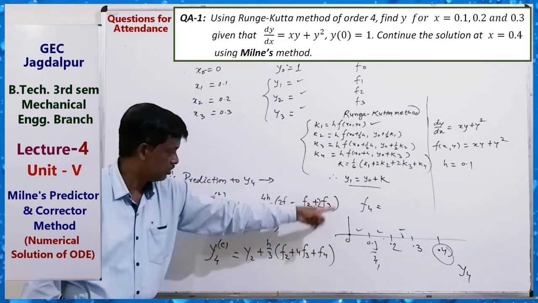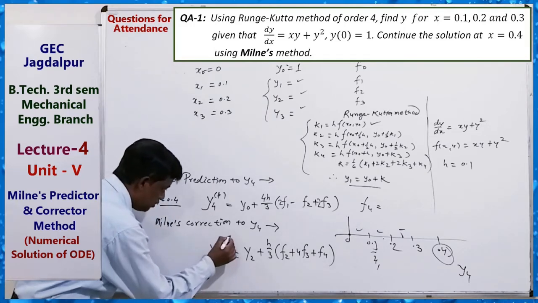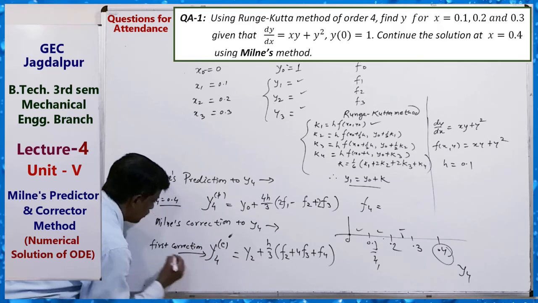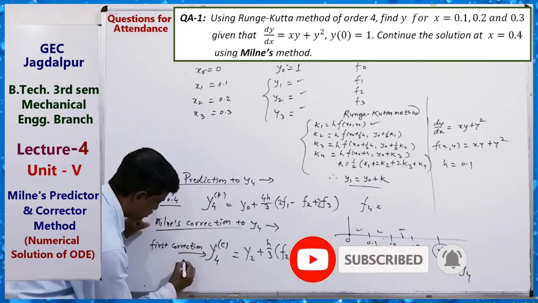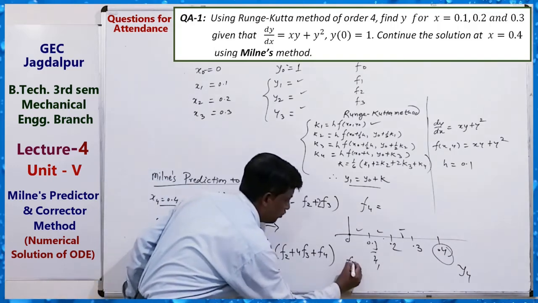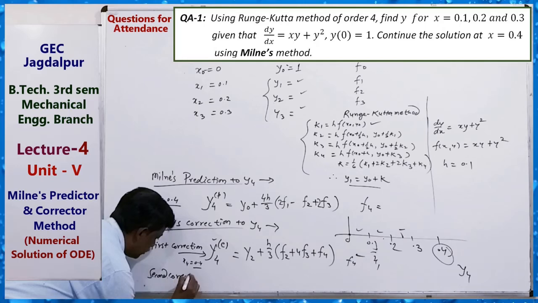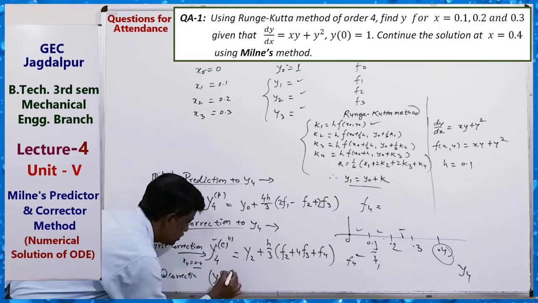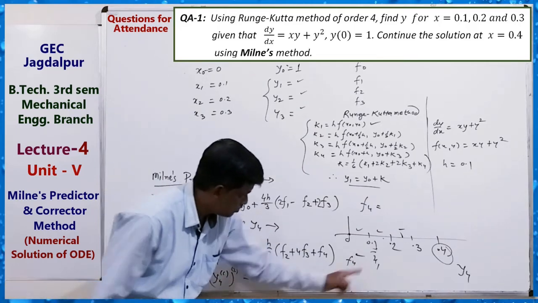Use this f4 here along with f2, f3 and y2, and this is the first correction. After the first correction, use x4 equals 0.4 and the corrected value of y4, and again find f4. Now the second correction: again use this formula. See, first correction, then second correction. y2, f2, f3 are the same, but f4 will be new.